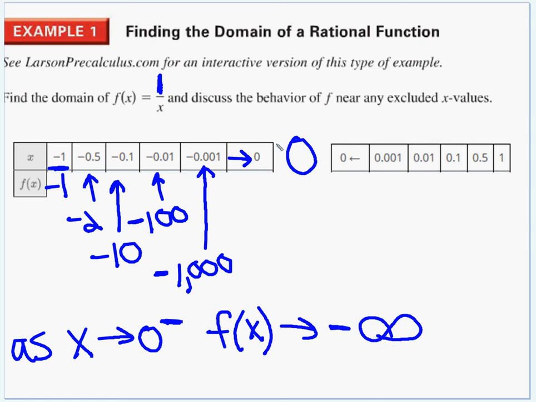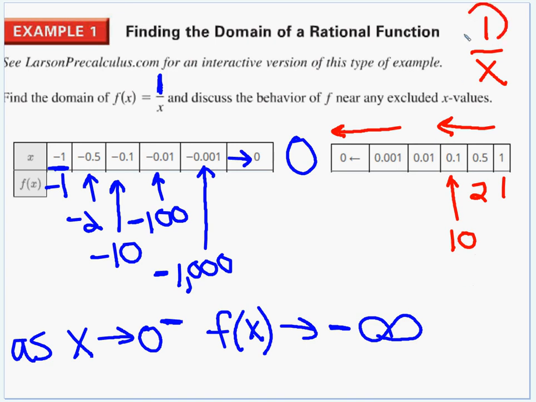Let's hop to the other side of 0. I'll switch to red ink. We're going to approach 0 from the other side, from the right side, from numbers bigger than 0. Well, it's the same function, 1 over x. If I plug this 1 in, 1 divided by 1 is 1. Plug in the 0.5. 1 divided by a half is 2. 1 divided by 0.1, that is a tenth, so when we divide by that, it's 10.